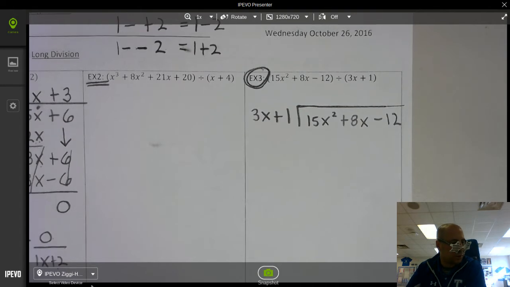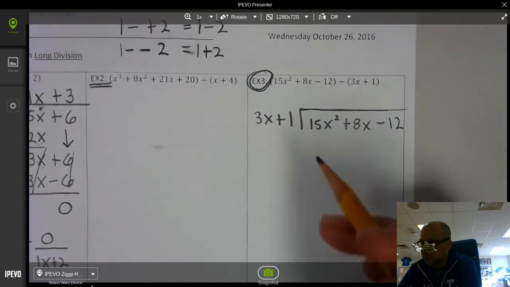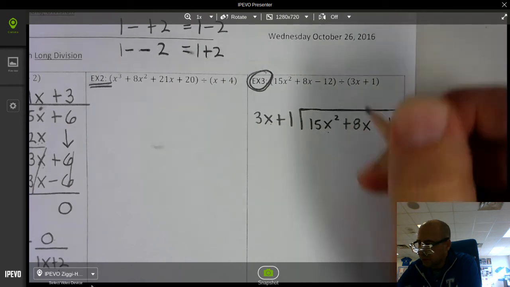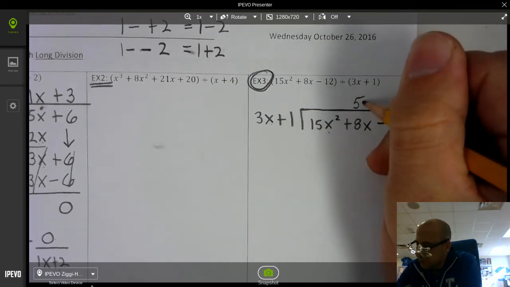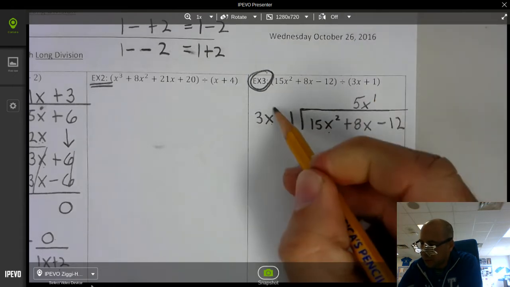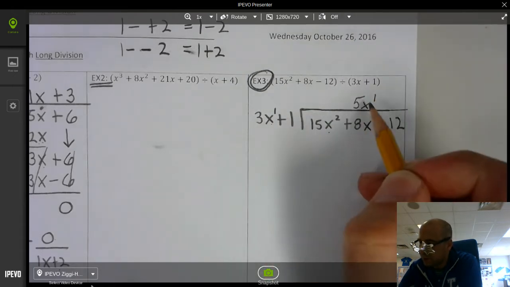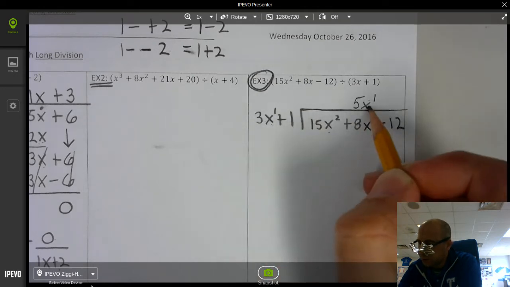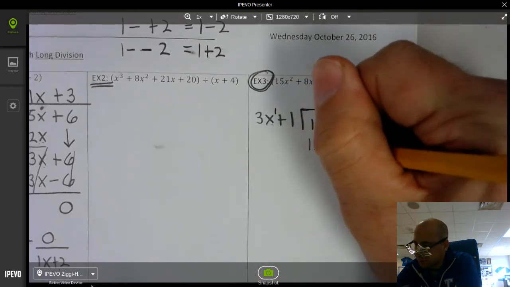All right, so with step 1, step 2 really combine, divide and multiply. So you have to ask yourself, what do you multiply 3x by to give you 15x squared? Well, the answer to that is 5x. And the reason it's an x is because when you multiply x once, you add the x once. So x times x is 1 plus 1, which is x squared. So 3x times 5x is 15x squared.